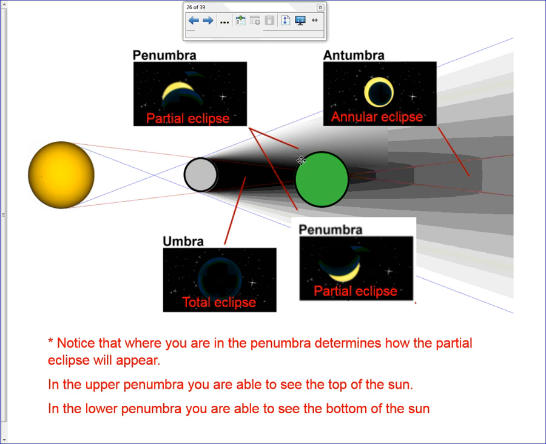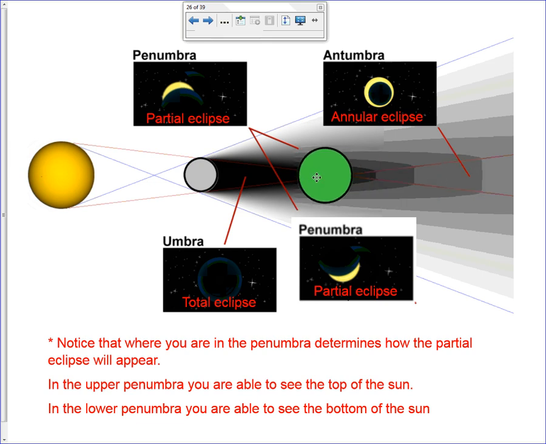And sometimes you can get both. So for example, people at this latitude aren't in the umbra, and so they're going to get a partial eclipse that will look like this. People at this latitude will get a total eclipse because they're in the umbra shadow, and then people down here will get in this penumbral shadow, which will result in a partial eclipse. If the Earth were farther back in what's called the antumbra, then you would get an annular eclipse.